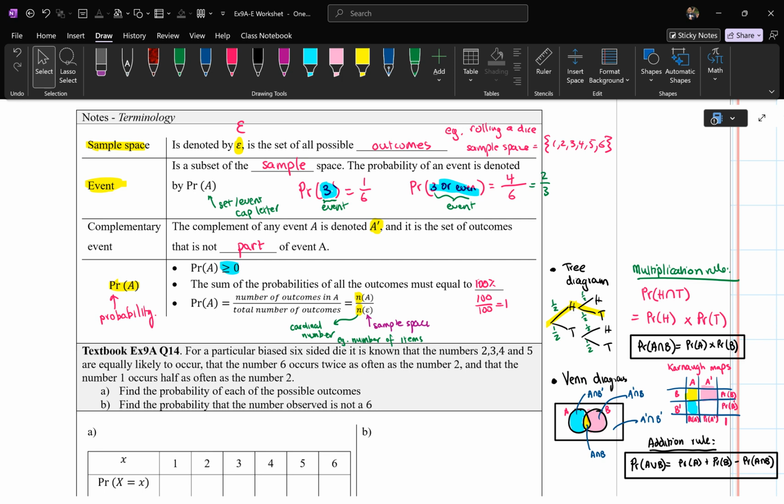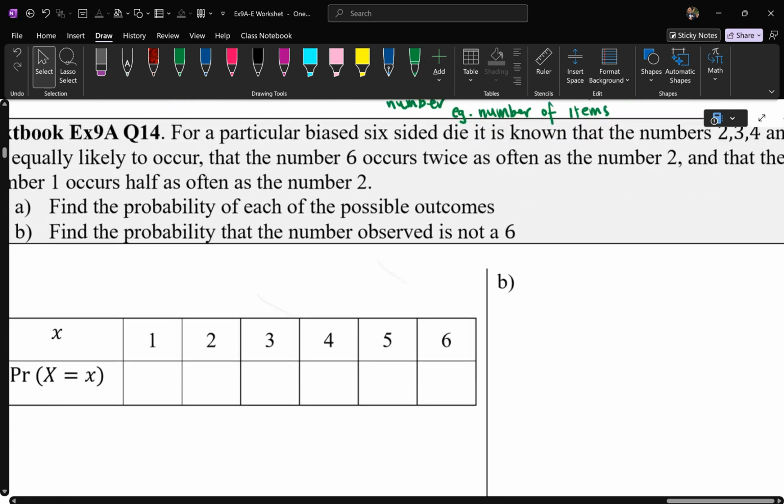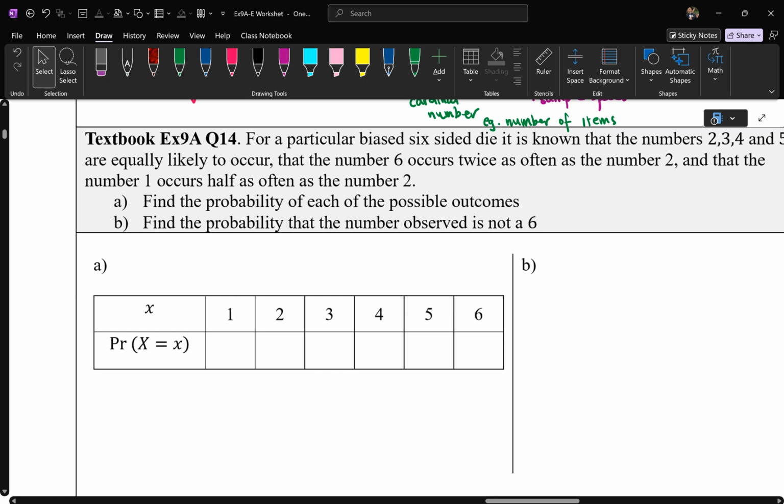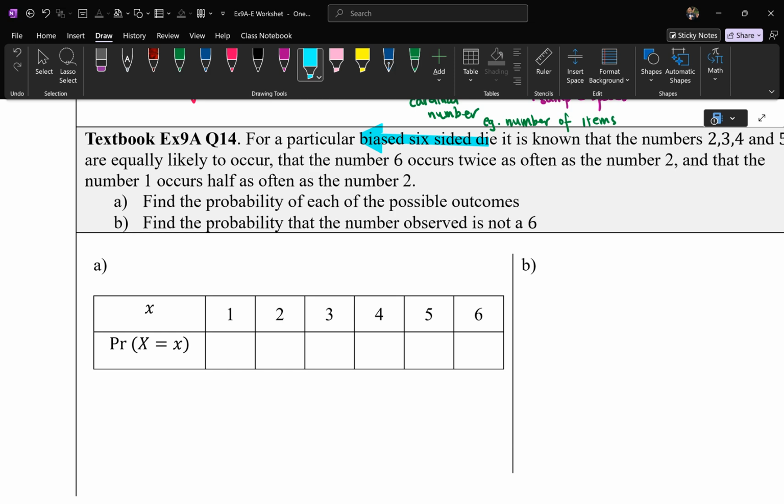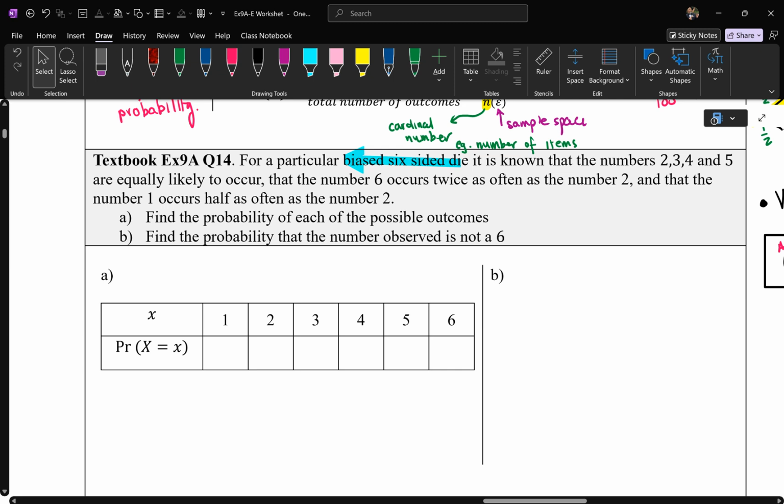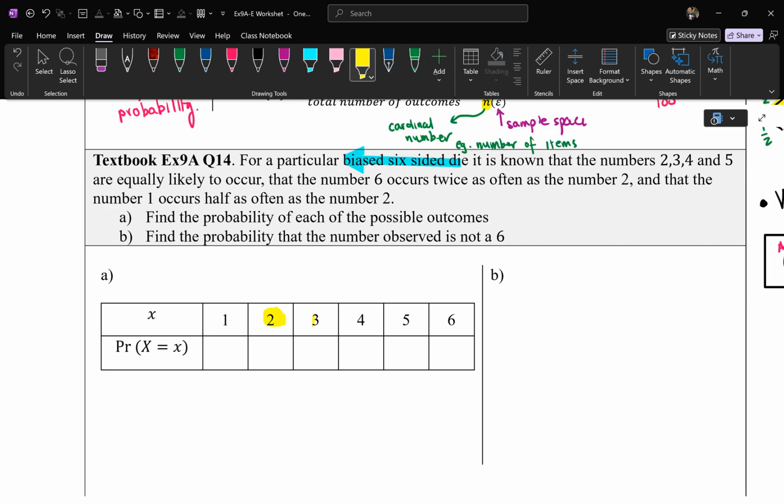All right, let's do the first question. Give you a bit of a vibe. Let's start with the first one. So here, let's read this question. It says, exercise 9A, question 14, for a particular biased six-sided die, it is known that the numbers 2, 3, 4, and 5 are equally likely to occur. So 2, 3, 4, and 5 have an equal chance of occurring. Whereas the number 6 occurs twice as often as number 2. And that number 1 occurs half as often as number 2.